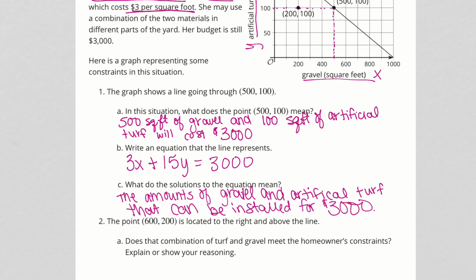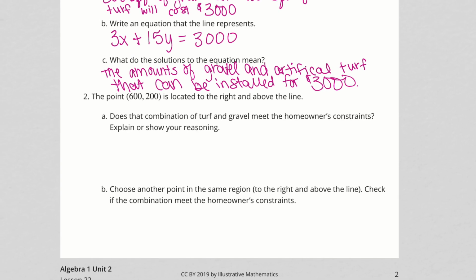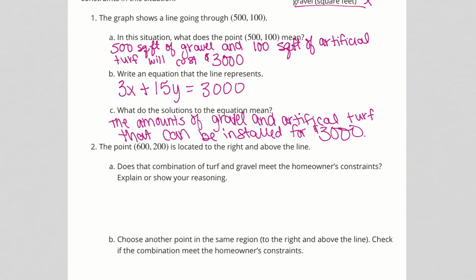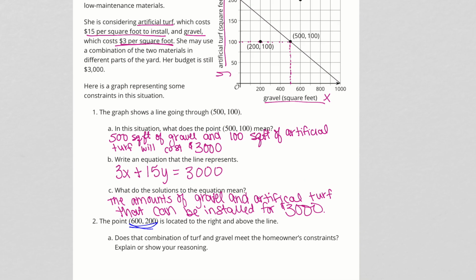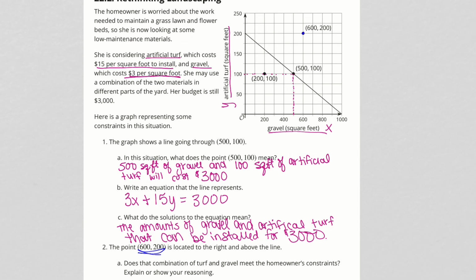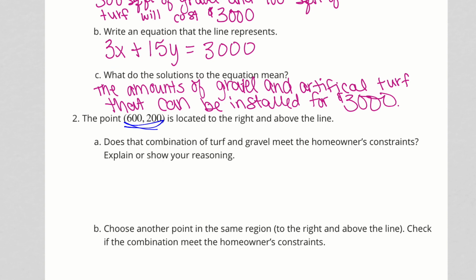All right. Number 2, the point 600, 200 is located to the right and above the line. Does the combination of turf and gravel meet the homeowner's constraints? So I'm going to do this one in blue. So 600, 200. We can see the point up here. Does this point meet the homeowner's constraint of $3,000? It does not. No.